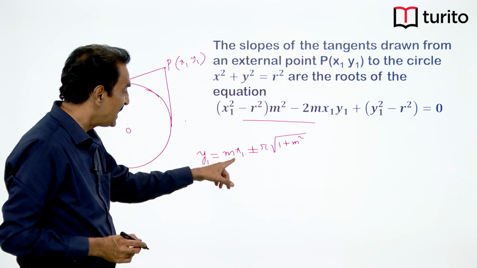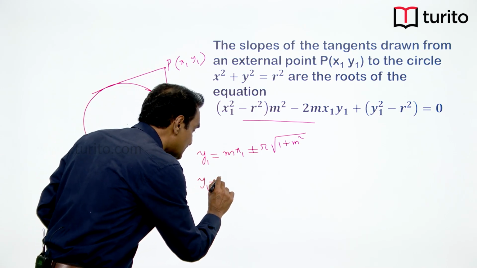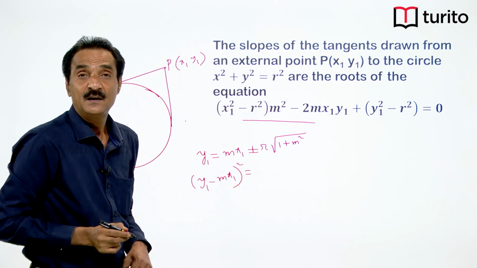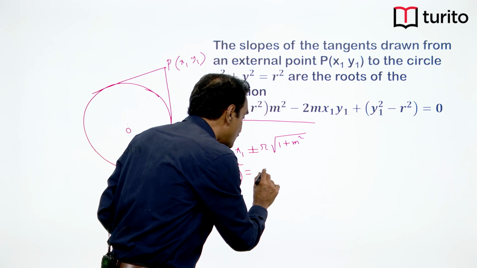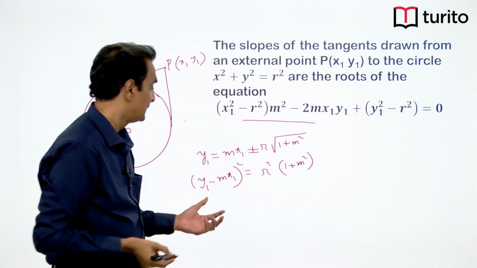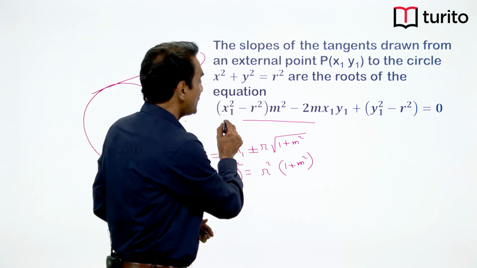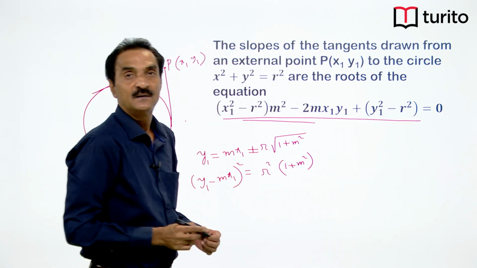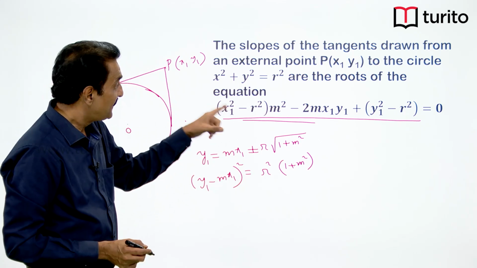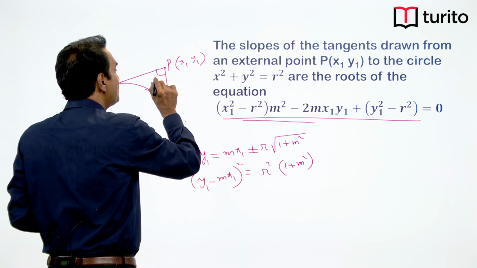Now, taking mx1 this side and squaring, y1 minus mx1 whole square equals r square into 1 plus m square. Now, if you expand the square and simplify, you will get this quadratic equation. Okay. Now, you can derive the director circle from this quadratic equation. Suppose the two tangents are perpendicular to each other.